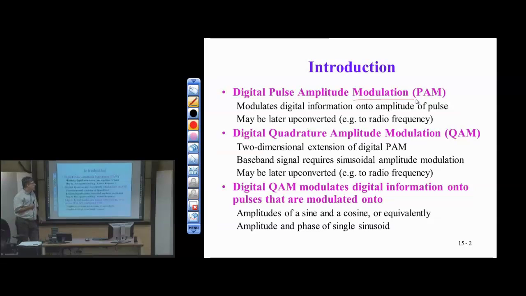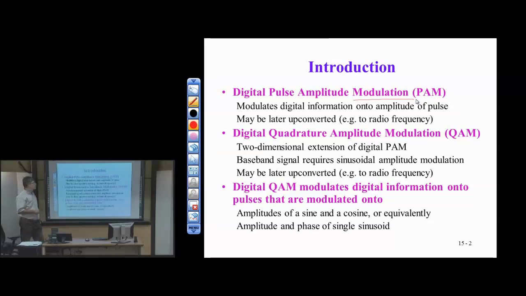For baseband PAM, we're going to modulate the amplitude of the pulse. The pulse could be raised cosine, square root raised cosine, or a rectangular pulse. And we're going to modulate, which is to change the amplitude of that pulse, which is the symbol amplitude we look up in the constellation map, to convey information.